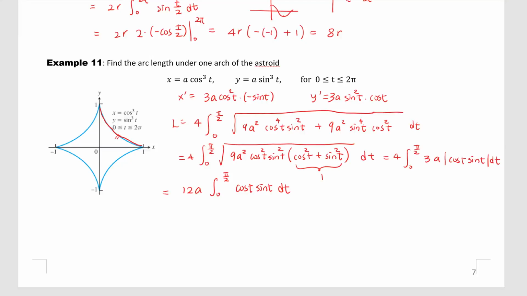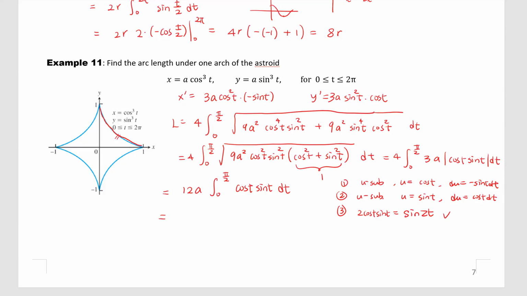Okay, so here what do we do? There are 3 ways you can continue. Okay, so the first way, you can use u substitution and you let u be cosine t, then your du is minus sine t dt. The second way, use u substitution, but you let u be sine t, and then du is cosine t dt. The third way, which is the easiest, recognize that 2 cosine t sine t is sine of 2t. So this one is the easiest.